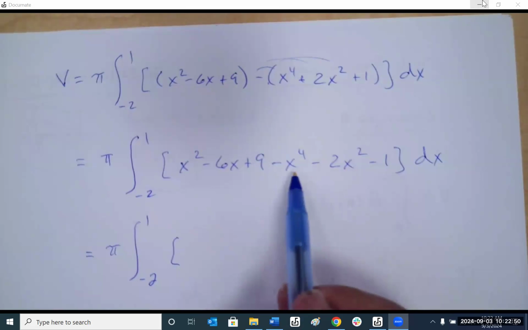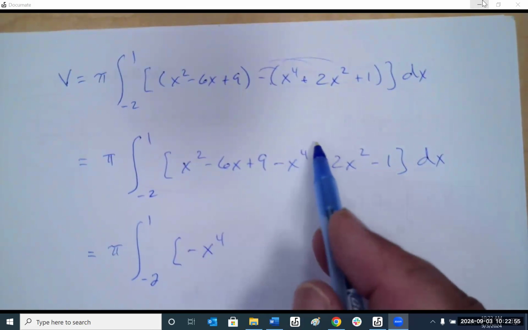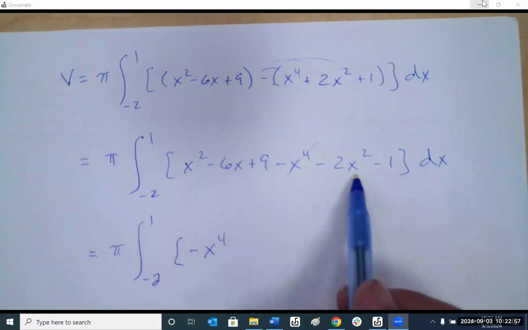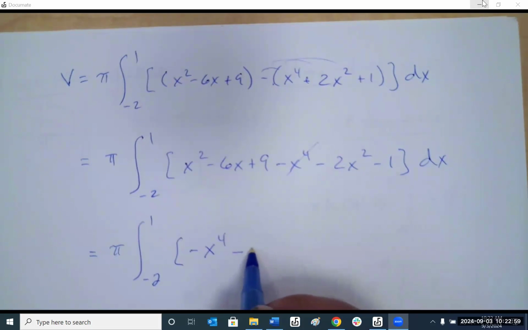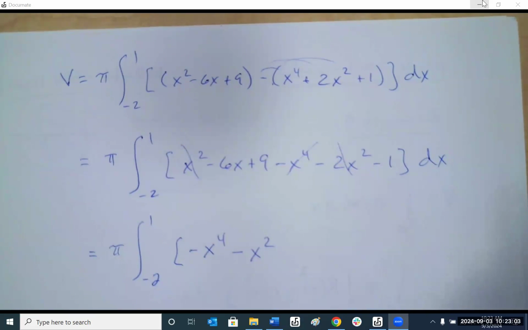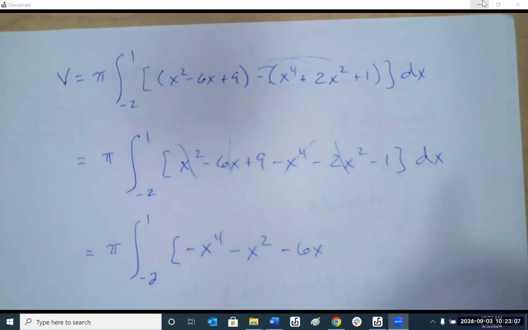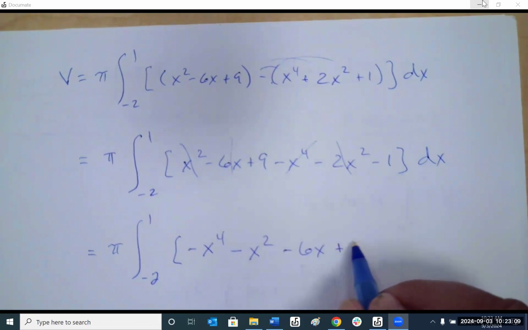Now combine like terms. I have a negative x to the 4th. X squared minus 2x squared is minus x squared. Minus 6x. 9 minus 1 is a positive 8.